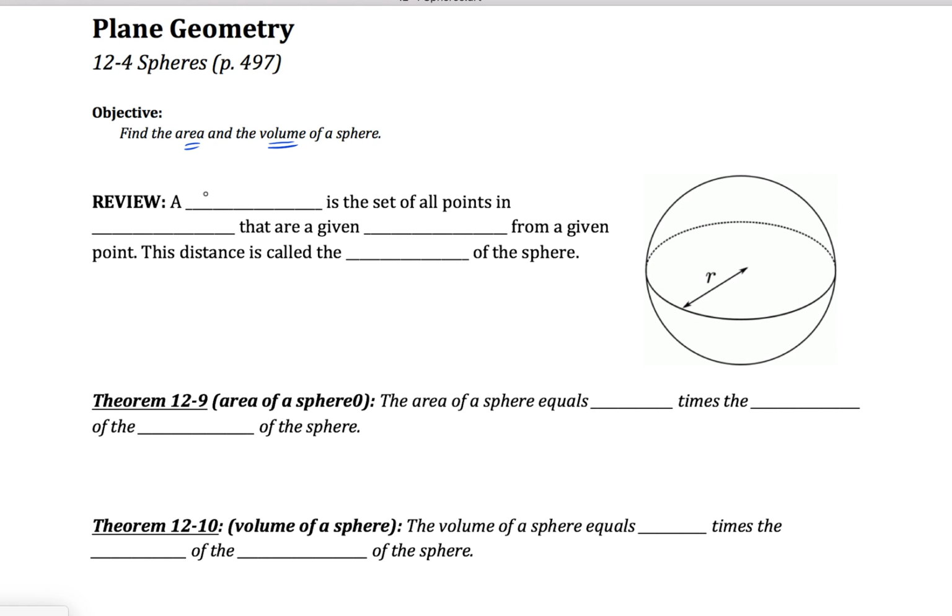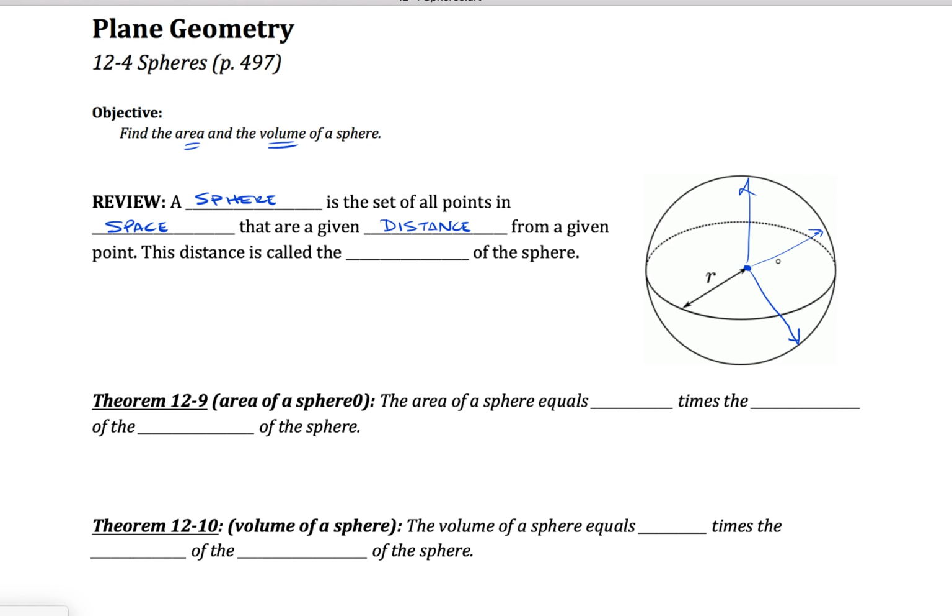But the definition of a sphere is that it is the set of all points in space, meaning not in just two dimensions, but in three dimensions, all the points that would be a given distance from a given point. So we have this point at the center of the sphere, and if I went r units in any direction, I end up on that sphere. If you join all those infinite points together that you would get by going r units in any three-dimensional direction, you would form a sphere.